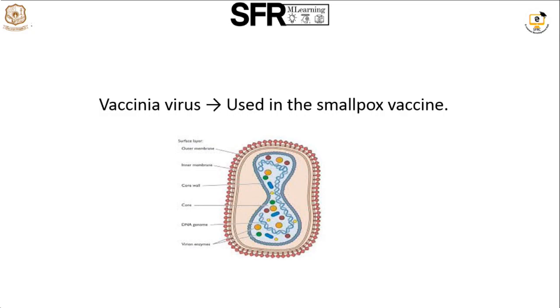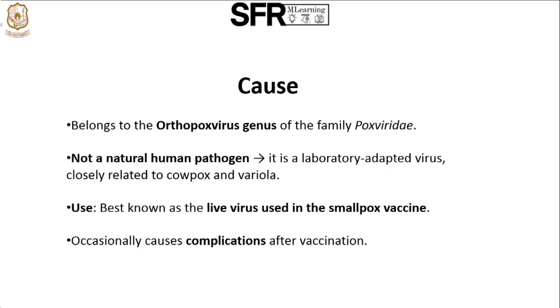This is the diagrammatic representation of the vaccinia virus. It belongs to the Orthopoxvirus genus of family Poxviridae. It is not a natural human pathogen, but a laboratory-adapted virus closely related to cowpox and variola. It is best known for the live attenuated vaccine used in the smallpox eradication. It occasionally causes complications after some vaccinations.